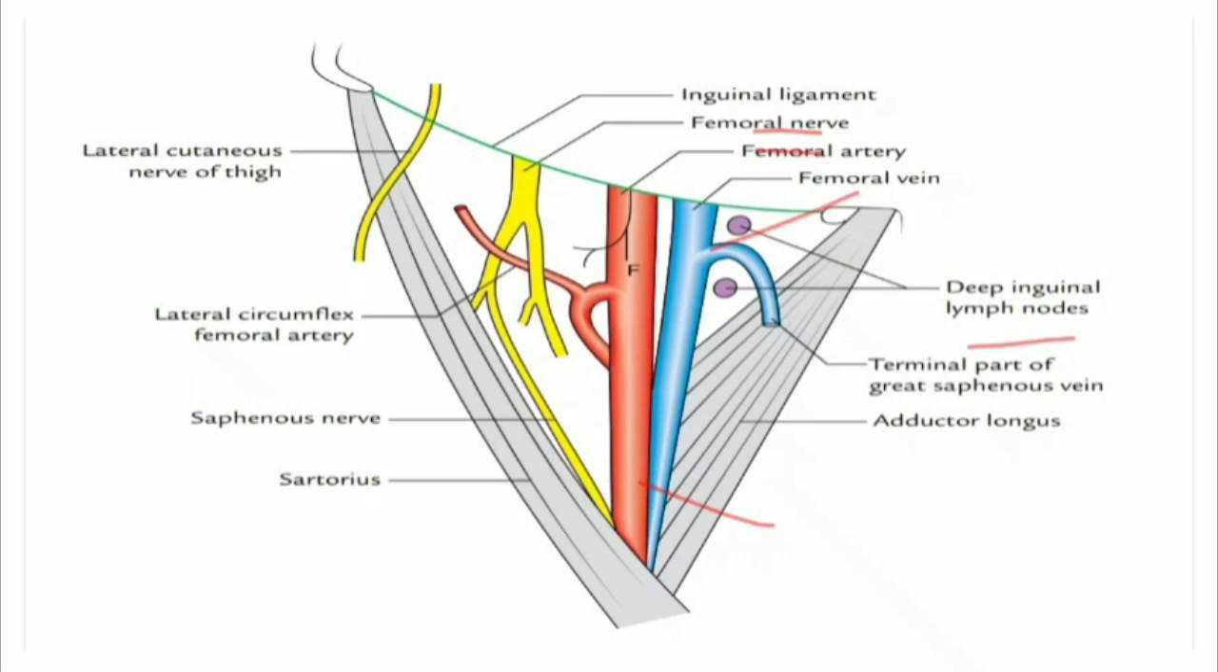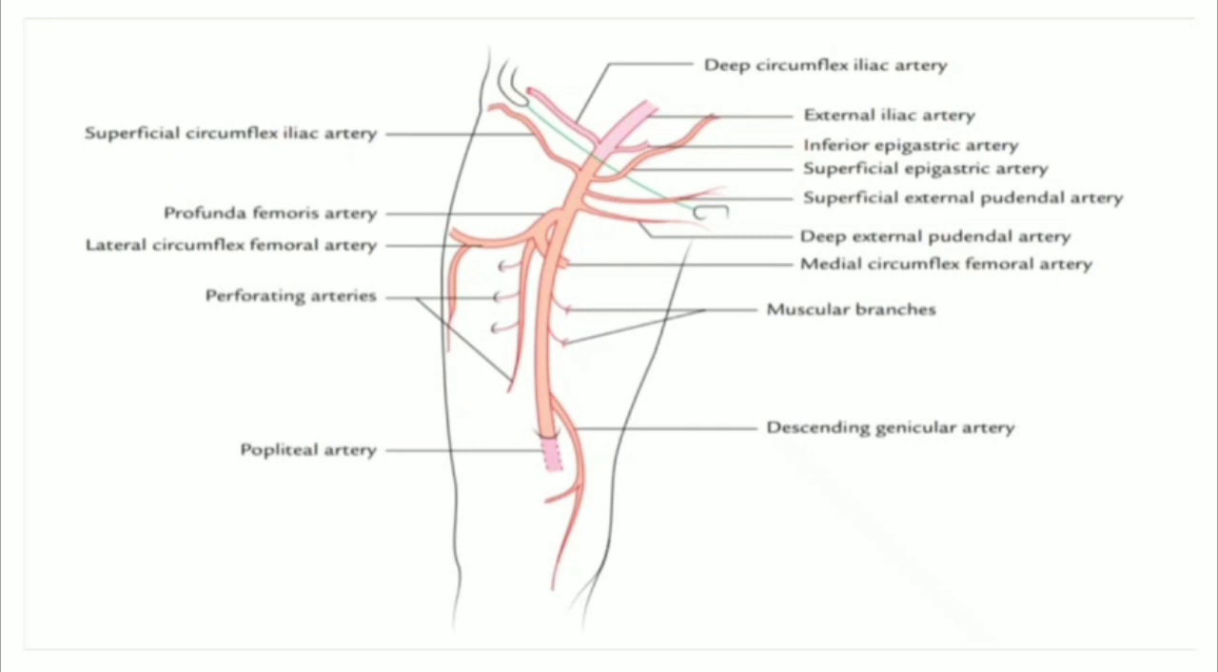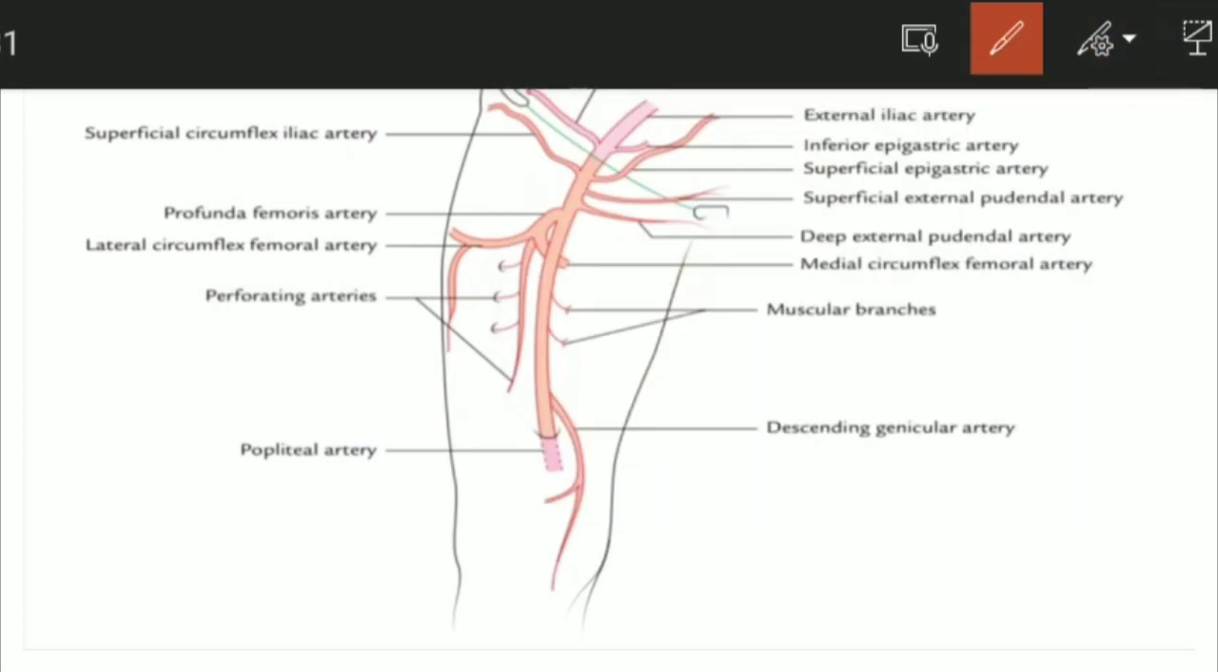Then what happens? It gives some branches. I'll let you know the branches. It has superficial branches and deep branches. So for the superficial branches, we have the superficial external pudendal artery, then the superficial epigastric artery, then the superficial circumflex iliac artery. See, only these three superficial branches. Superficial epigastric artery is related to the gastric region, the stomach area, so this branch coming from the femoral artery supplies that region.